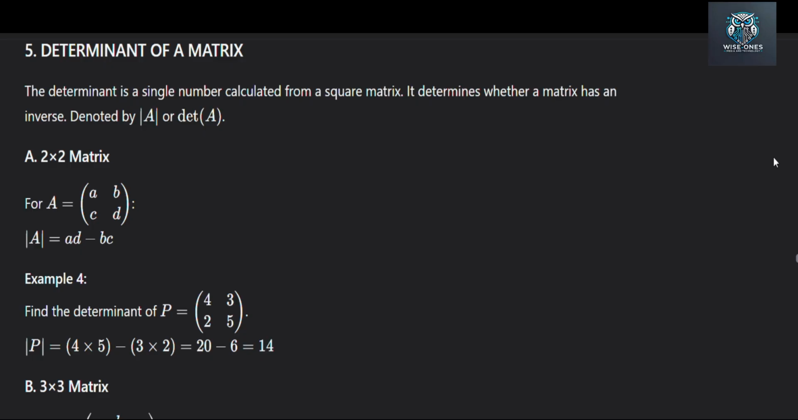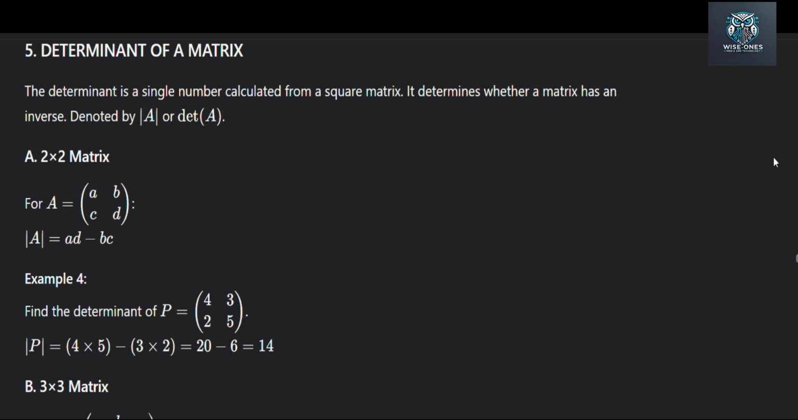Now, let us move to Section 5, Determinant of a matrix. The determinant is a single number calculated from a square matrix. It tells us if the matrix has an inverse. It is like the heartbeat of the matrix. If the heartbeat is 0, the matrix is singular and has no inverse.